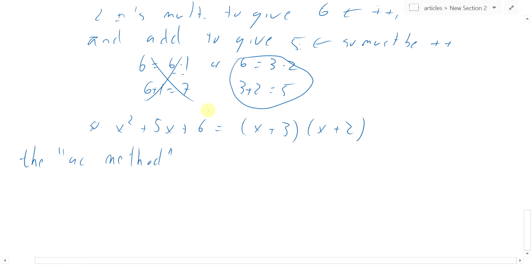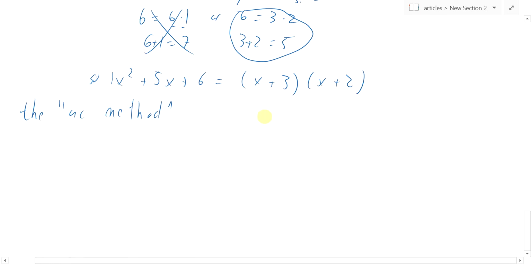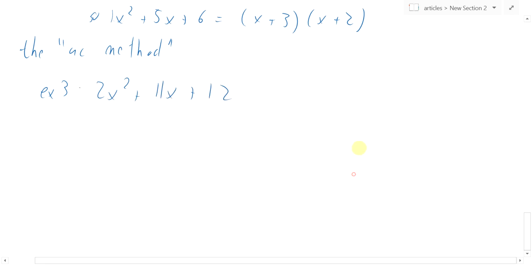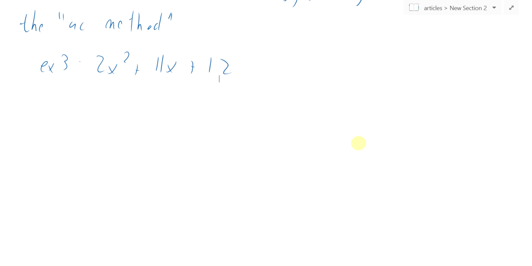What we did above works as long as the coefficient of the x squared, the number multiplying the x squared, is a 1. If it's not a 1, how do you handle that? Well, in fact, you handle it exactly the same way. So 2x squared plus 11x plus 12. The beginning of the method is the same.